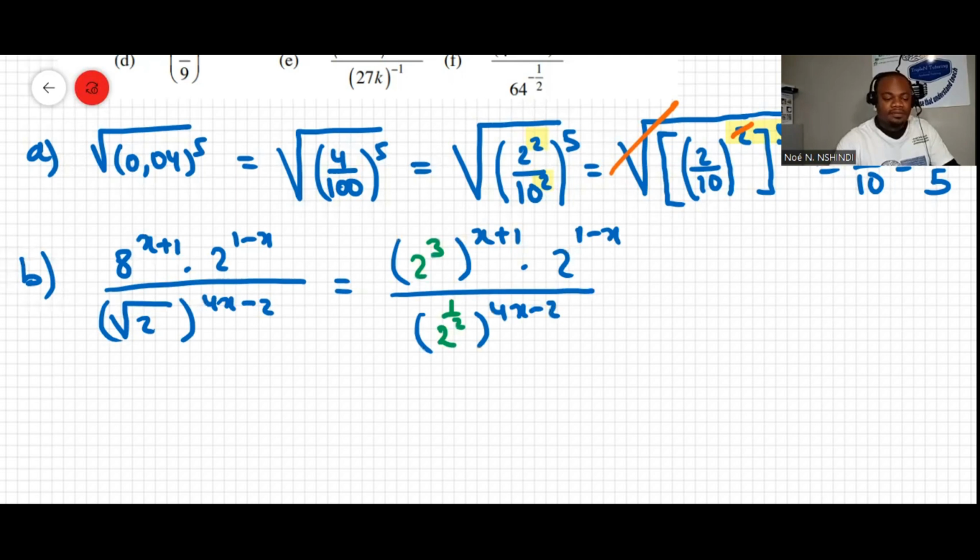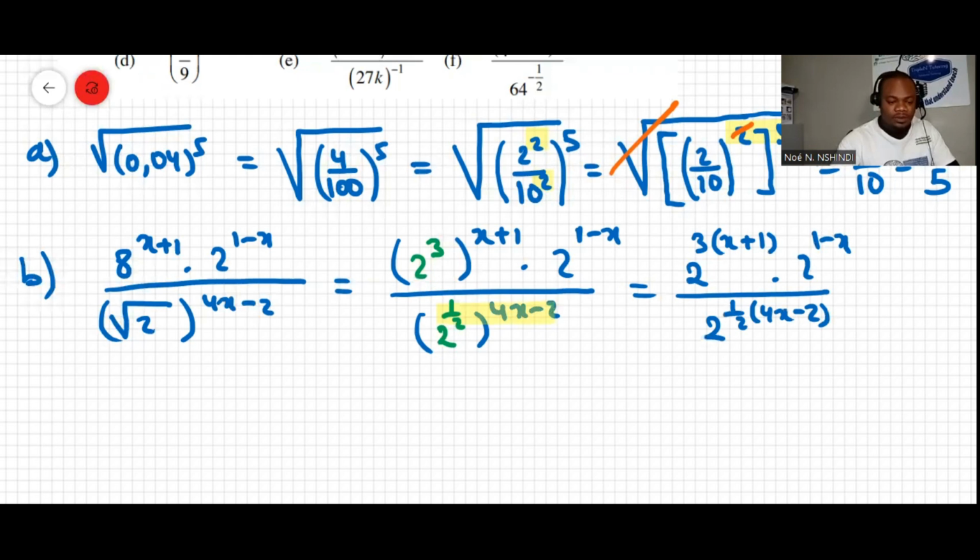Now, this will be equal to 2 to the power of 3, open bracket, x plus 1, multiplied by 2 to the power of 1 minus x, all over, over here also we will multiply a half by everything there. It's going to be 2 to the power of a half times 4x minus 2.